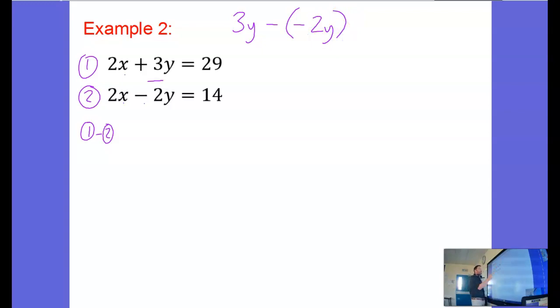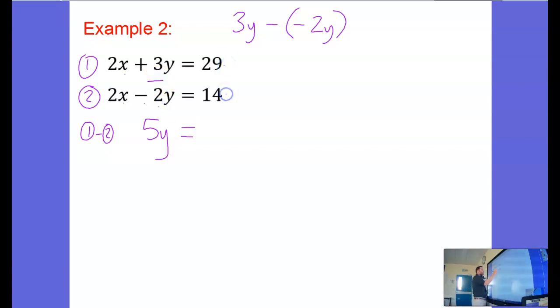3y minus 2y is like 3y plus 2y. So I get 5y. Really be very careful. That's probably the most common mistake people make with simultaneous equations, when they're subtracting a negative and they just kind of blur it and go, I don't know, 3y minus 2y. That's not what we're doing. We're subtracting a negative here.